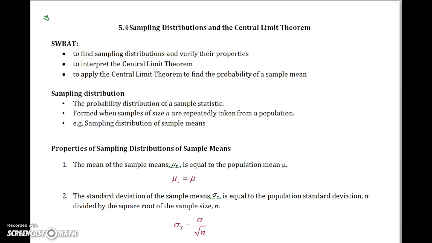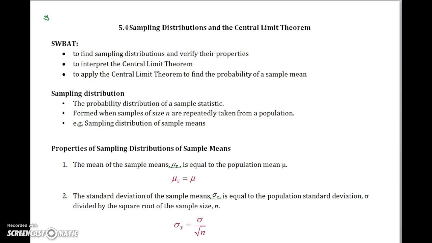Hello beautiful people, today we're doing 5.4 sampling distributions and the central limit theorem. Our SWABAT is to find sampling distributions and verify their properties, to interpret the central limit theorem, and to apply that theorem to find the probability of a sample mean.